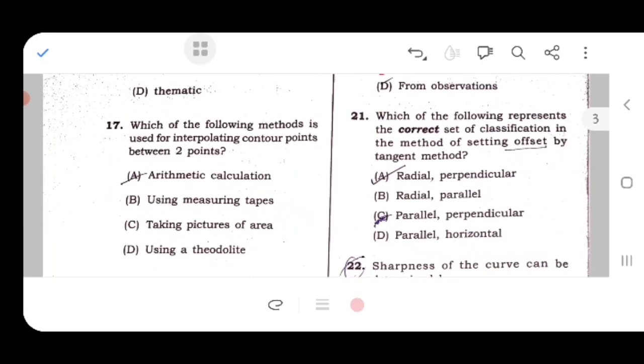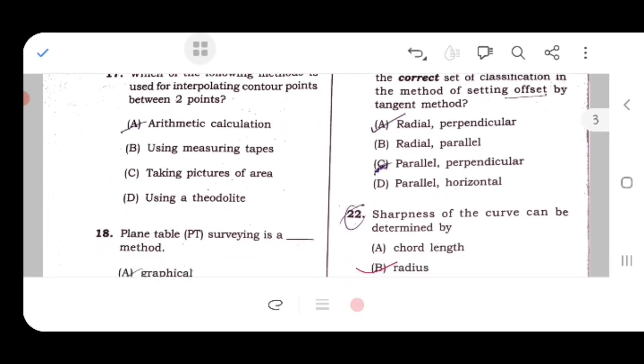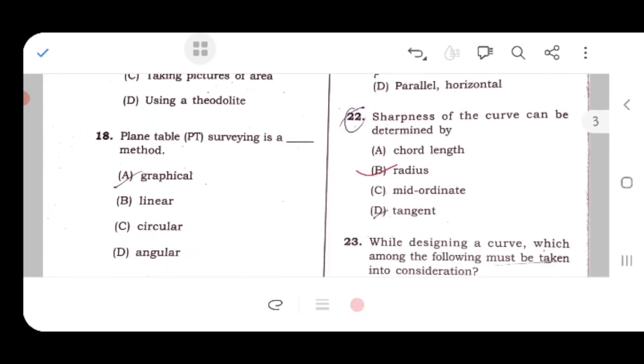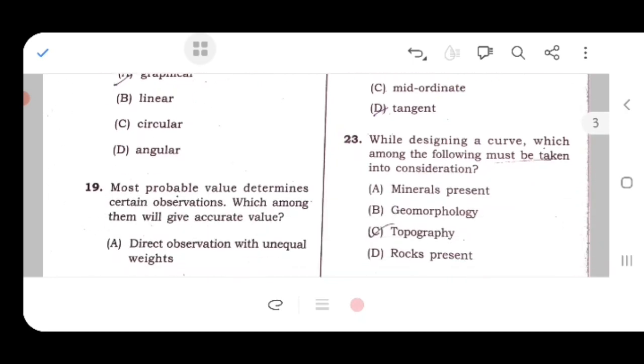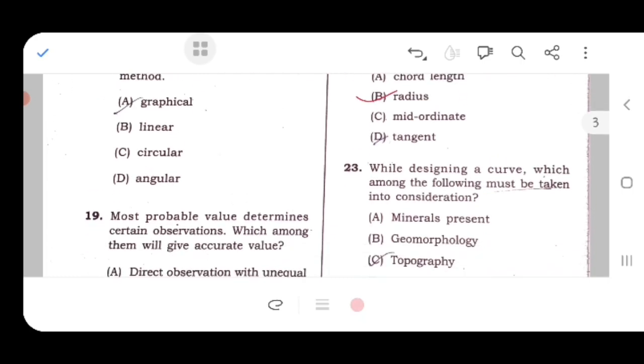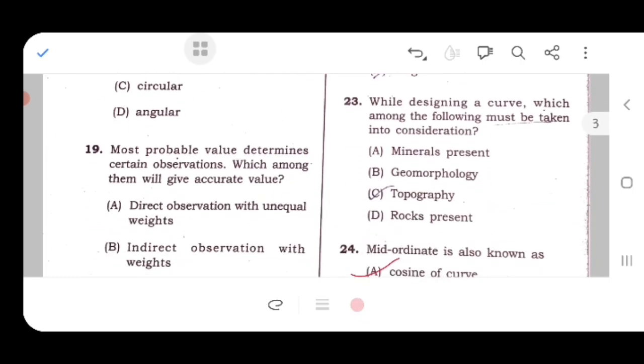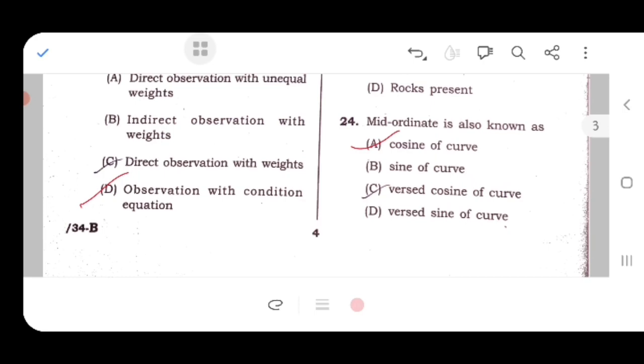Which of the following represents the correct set of classification? Method of setting offset by tangent method, radial and perpendicular. Sharpness of curve can be measured by its radius. We know degree of curve is equal to 118.9 by R, or R is equal to 118.9 by D. Either radius must be known or degree. While designing a curve, which among the following must be taken into consideration? That is topography. Mid-ordinate is also known as versine of curve.